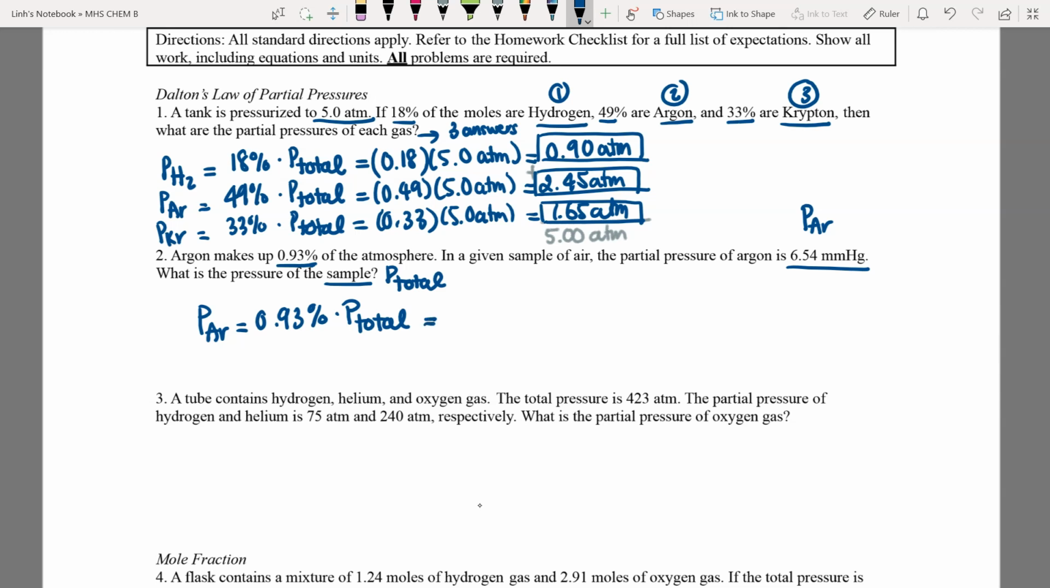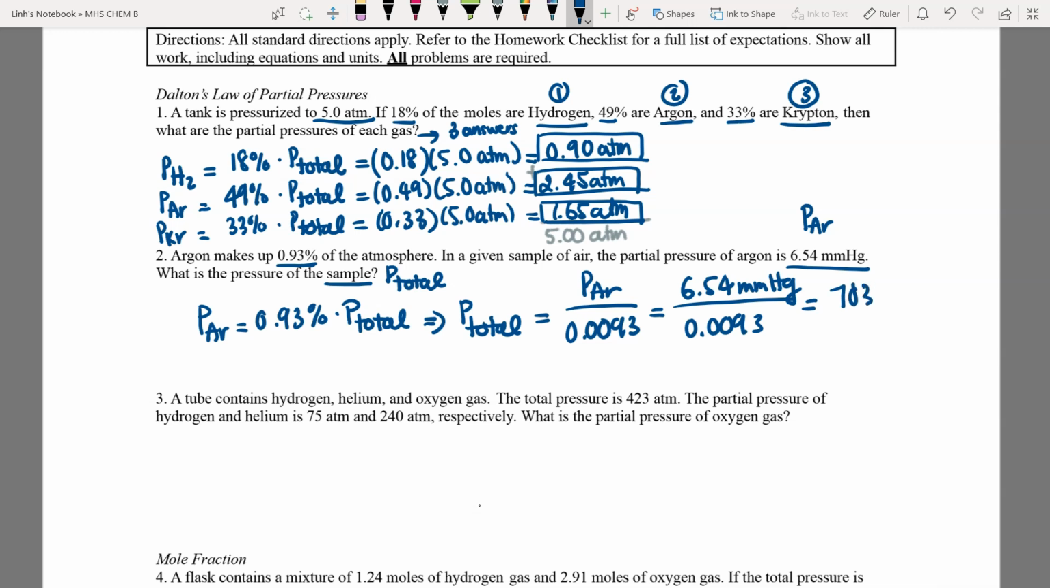Okay, so then I actually already know the partial pressure of argon. So I'm going to rearrange this equation, and because I want to find P total, I'm going to say P total is equal to the partial pressure of argon divided by 0.0093. So I'm going to just go ahead and plug this in. That gives 703 millimeters of mercury.